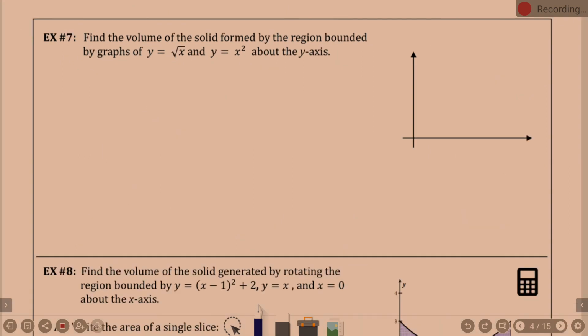Okay, 7. Find the volume of the solid formed by the region bounded by the graphs of y equals square root of x and y equals x squared about the y-axis. Okay, y equals square root of x is what? Swoop. Yep. Y equals x squared. Parabola.